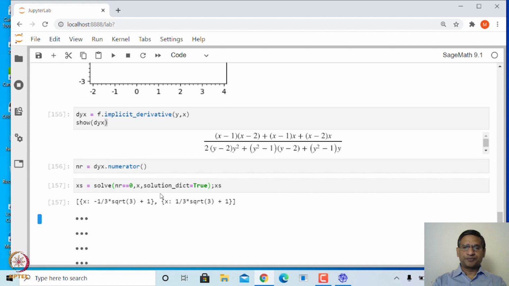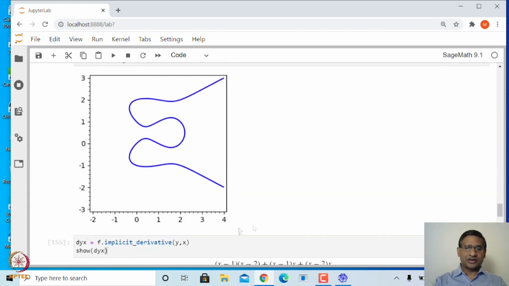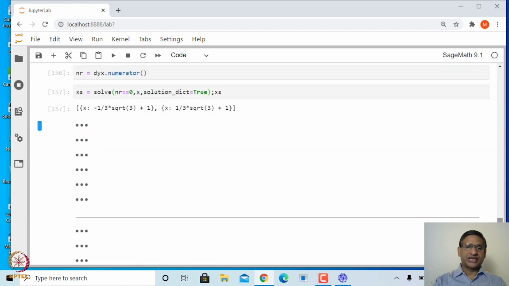So it has actually two zeros. One is 1 minus 1 by square root 3, and the other one is 1 plus 1 by square root 3. These are the 2 points. If I look at the curve at 1 plus 1 by square root 3, this is a vertical line and it will intersect at around 4 points, similarly on this side. So it looks like there will be 8 points where the tangent is parallel to the x axis.